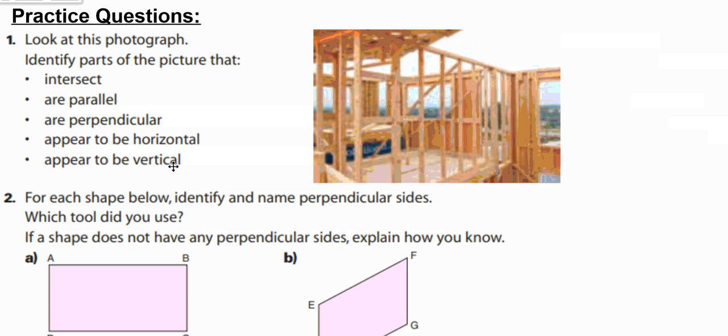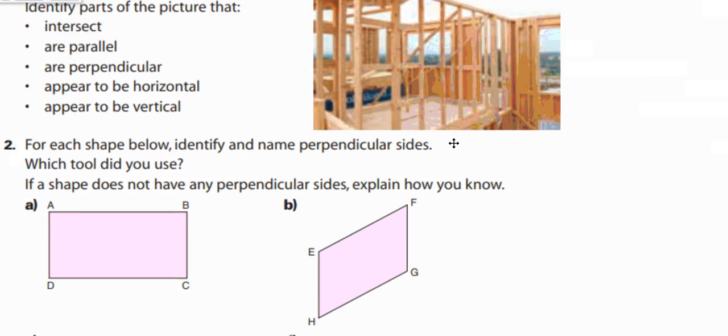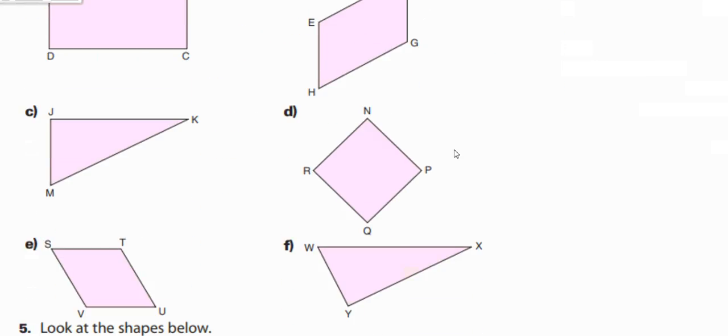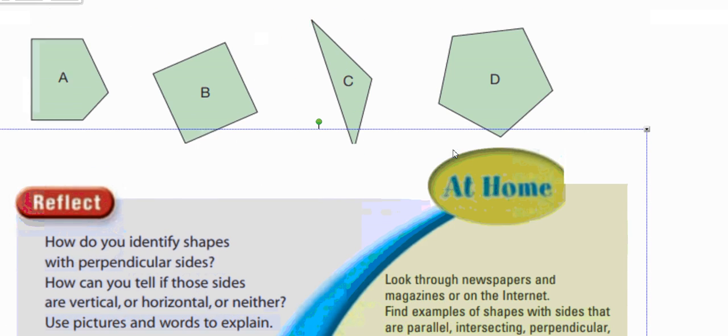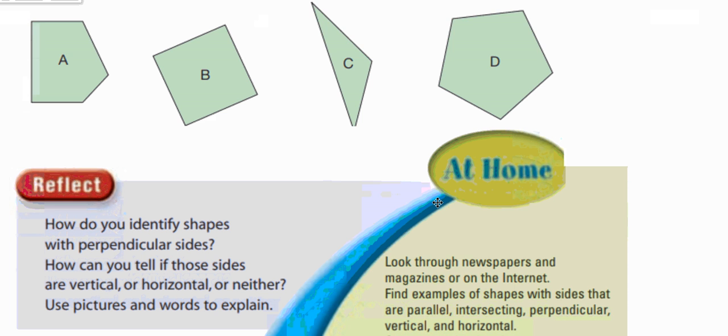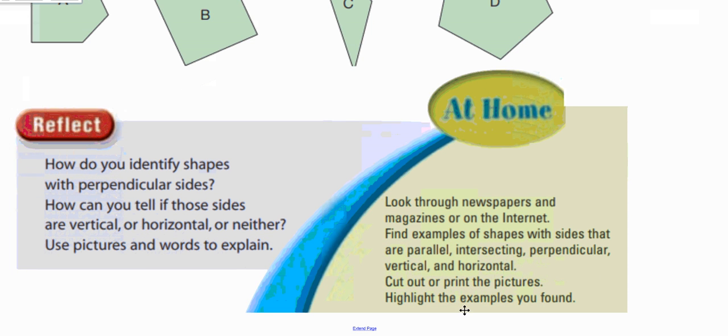So I have some practice questions here for you to decide which are perpendicular lines in any of these shapes. Some of them will have 1 set, 2 sets, no sets. So try it out. And there is an additional activity at home that you can do if you have some of those things available to you.